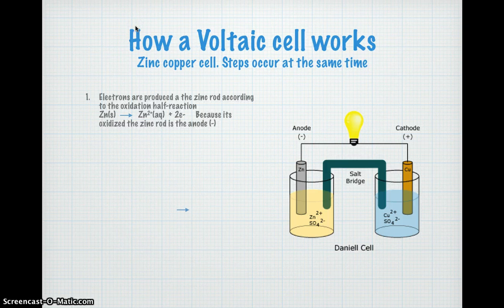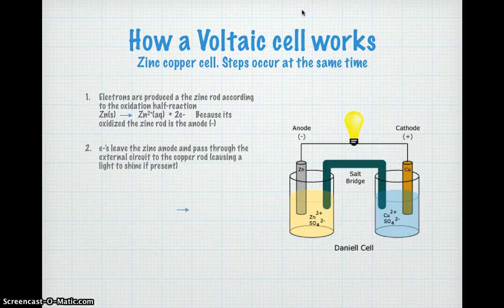So, number one, electrons are produced at the zinc rod according to the oxidation half reaction. Don't worry about half reactions. Zinc oxidizes. And that is the anode, which is negative. So you can see zinc loses 2 electrons, so it becomes oxidized. And that is the anode. So that would be right over in here.